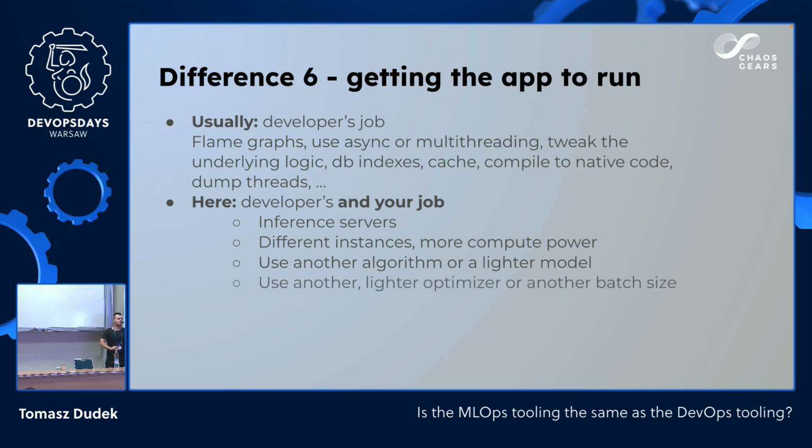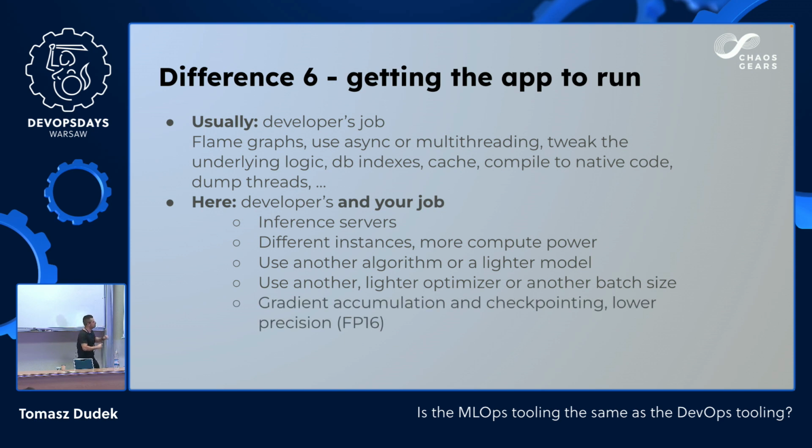Sometimes it's even trickier: using a lighter optimizer, another batch size, gradient accumulation, checkpointing, lower precision. Those are highly data science specific techniques, and this is not a comprehensive list, but generally speaking, there's a lot to be done in that area to even deploy the model. The fact that you trained it is fine, but we still need to move it somewhere, and that somewhere might require a lot of work.